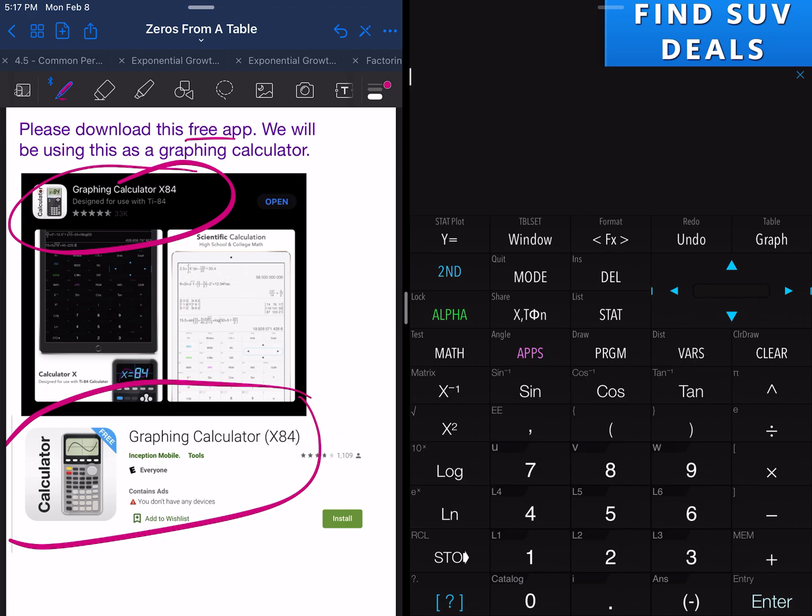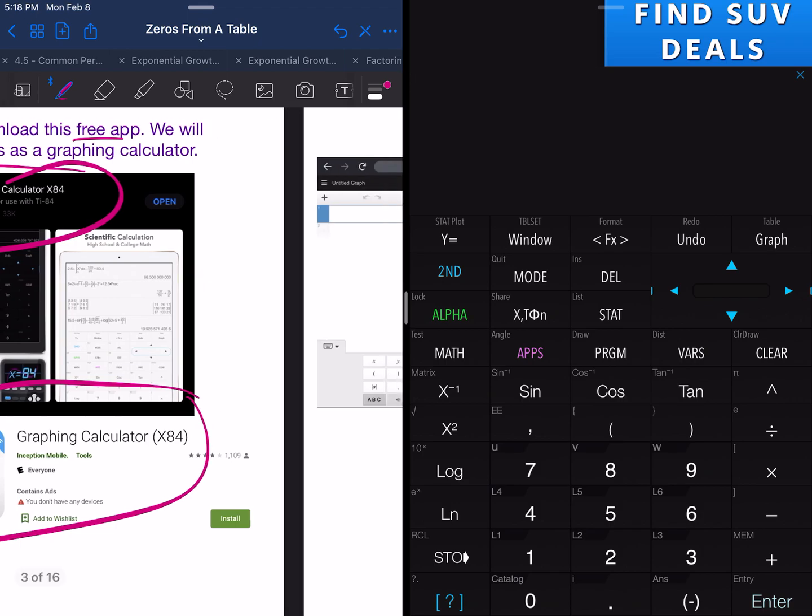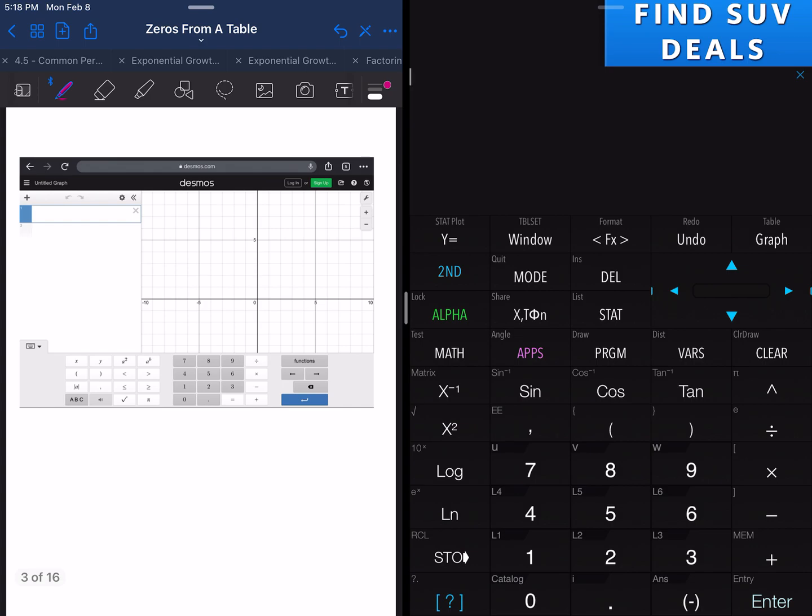If you are opposed to downloading apps or you don't have a phone or whatever the issue is, here's a free online graphing calculator called Desmos. You can Google Desmos graphing calculator or type in desmos.com. It'll pretty much do the same thing. And if you need any help with that, just let me know. But hopefully you were able to download the app.